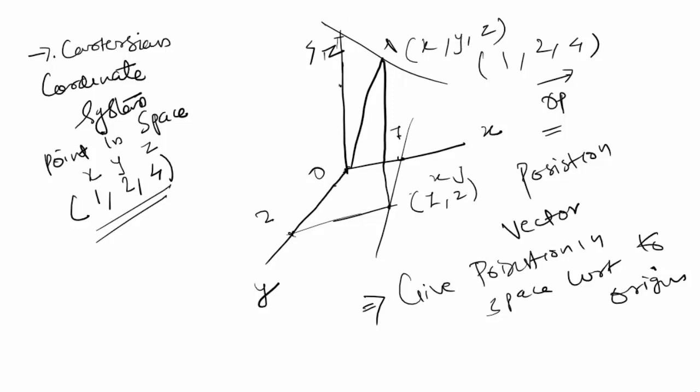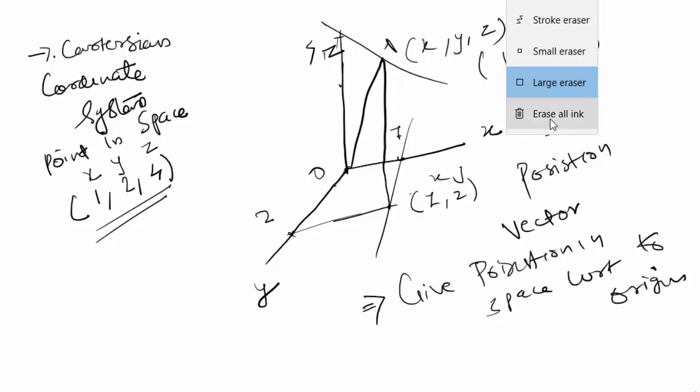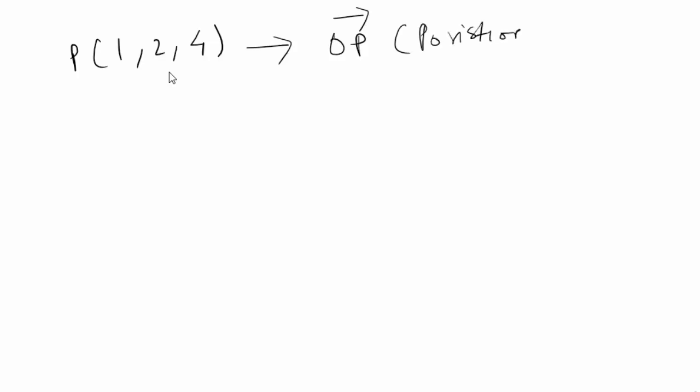So now how to write that? Coming to the point we saw, 1, 2 and 4, and we represented that as OP. What we found was that OP was a position vector in space. So how to write or represent a vector? Suppose I am just taking the case of OP.